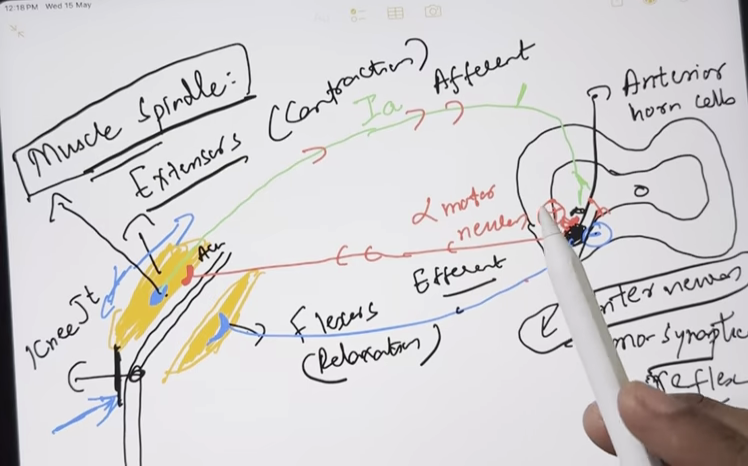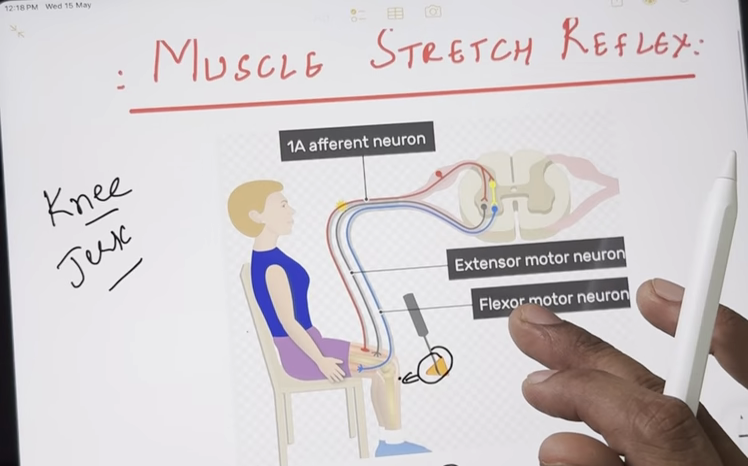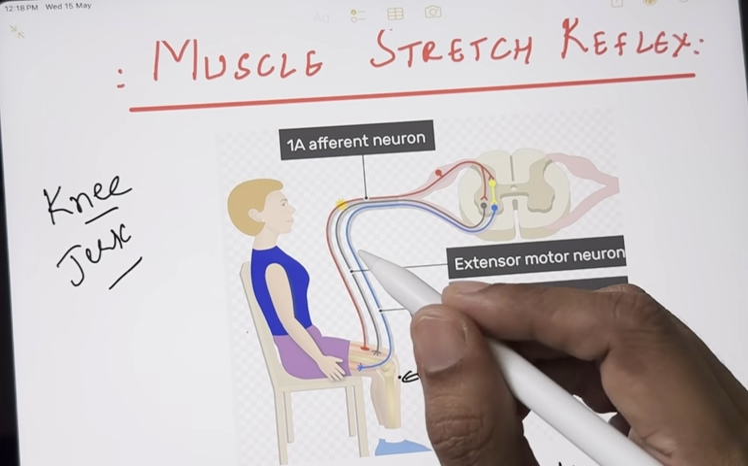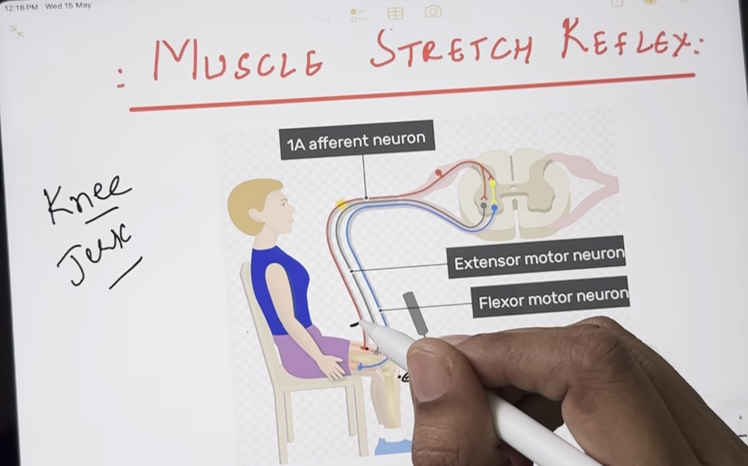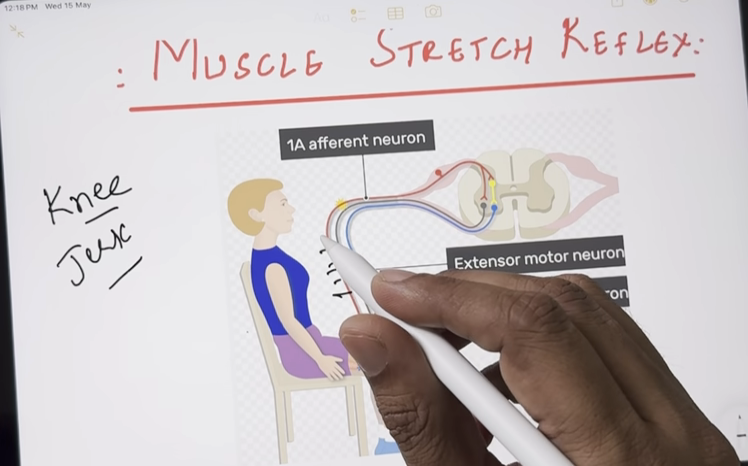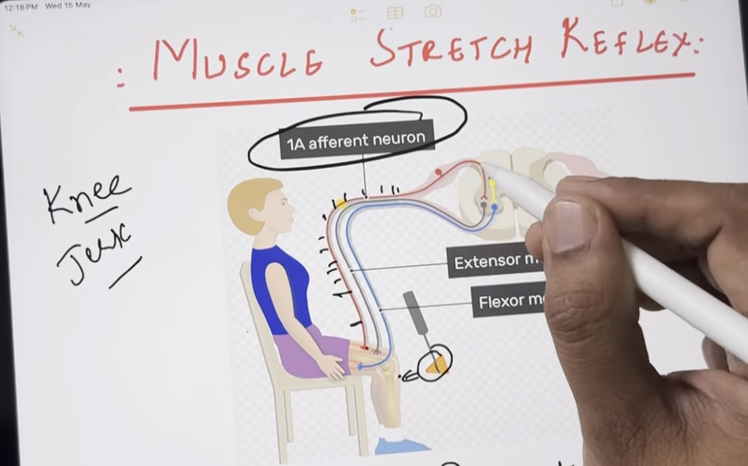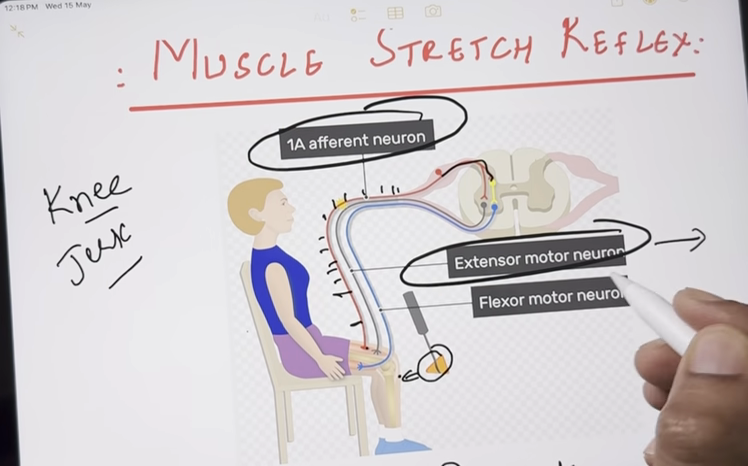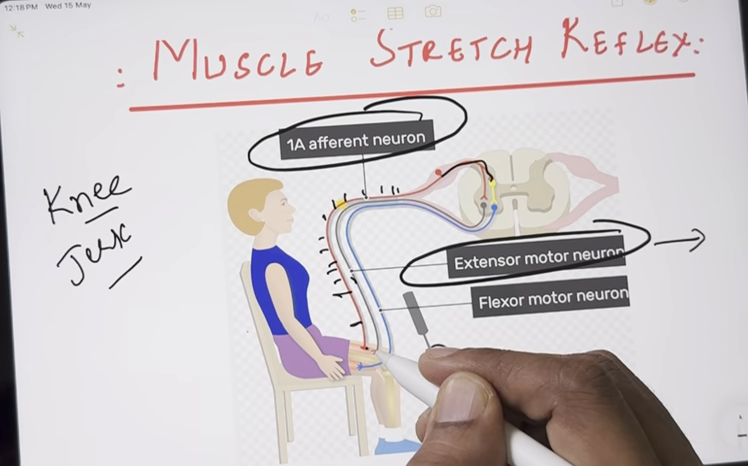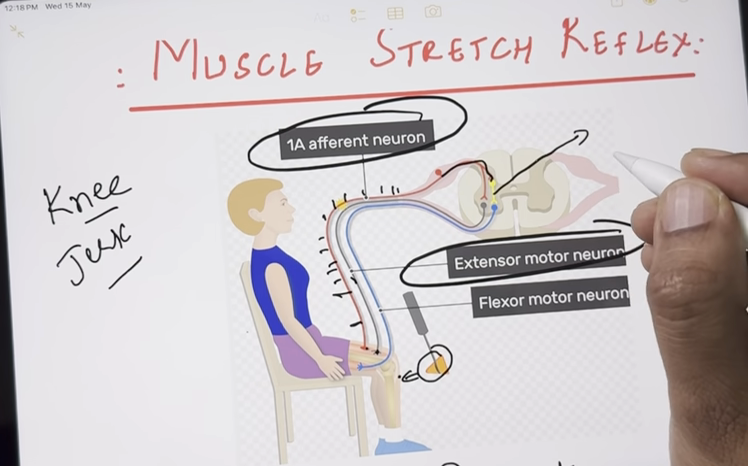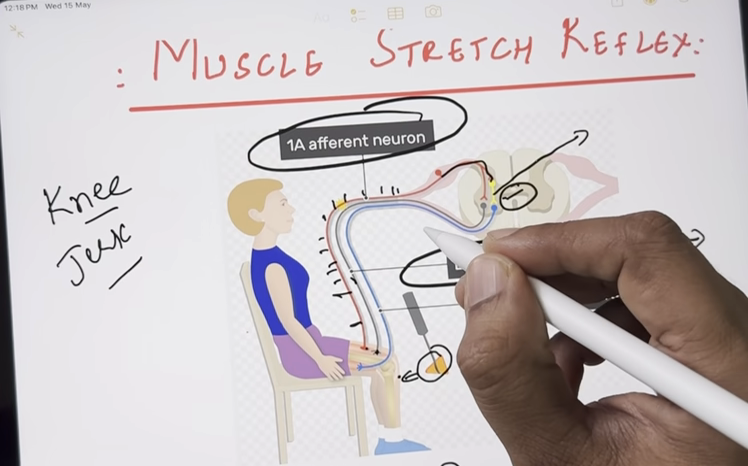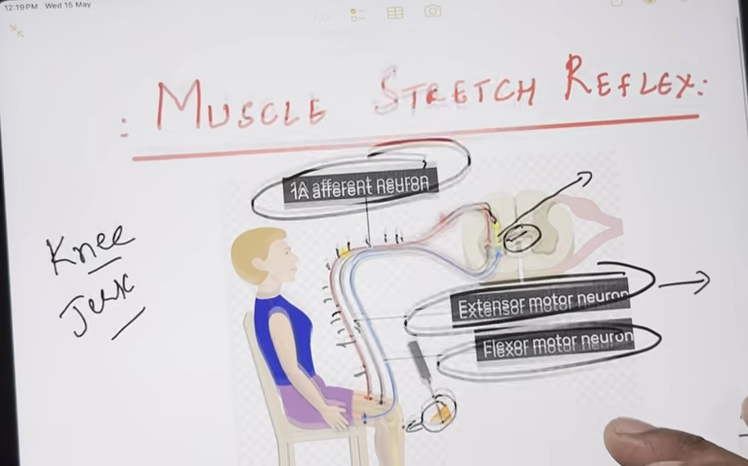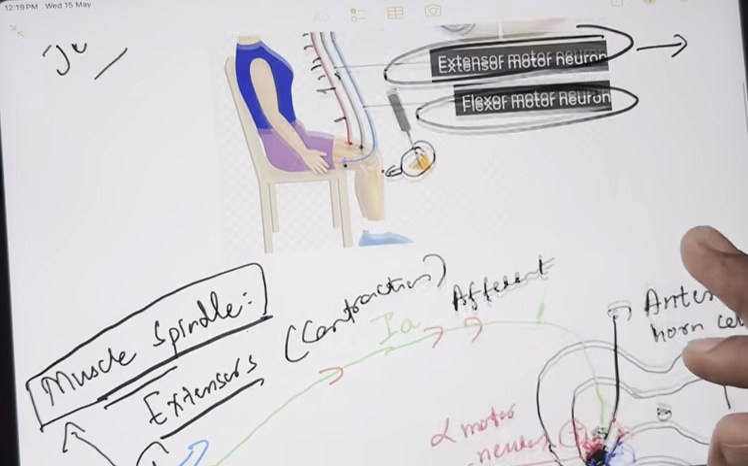I hope the concept is clear. Let me revise with the help of this diagram once again. Whenever we hit the patellar tendon, there is a stretch in the muscle and this stretch is sensed by the muscle spindle. From the muscle spindle, the sensory fibers, these red sensory fibers, carry the action potential. The type 1A afferent neuron goes to the spinal cord segment. There is a synapse, and this efferent motor neuron goes to the extensor muscle and there is a contraction. Simultaneously it stimulates one more small interneuron, which inhibits the flexor muscles, and there is relaxation. This is one of the applications of the muscle spindle in the stretch reflex.